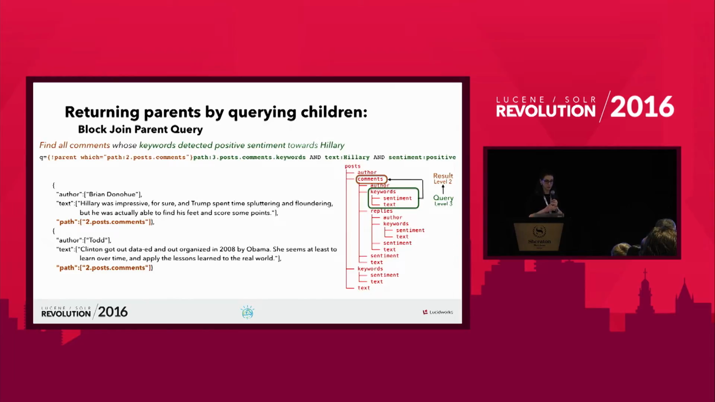And let's consider this question. Find all comments whose keywords detected positive sentiment towards Hillary. So in the query part, you see that there is the main query, which just expresses the condition that we have. And in the orange part, in those brackets, we see that this is the block join parent query. This is the block join parent part, which specifies the parent of the documents that we are looking for and the type of this parent.